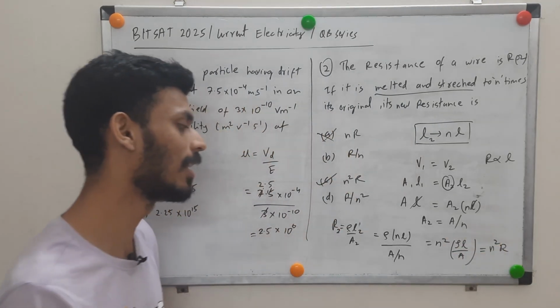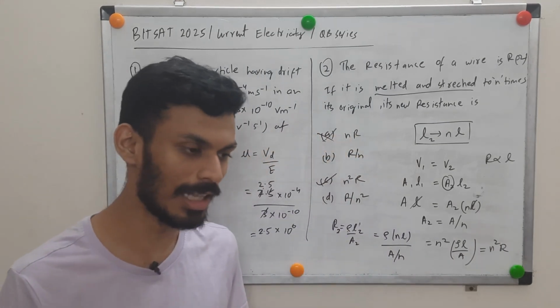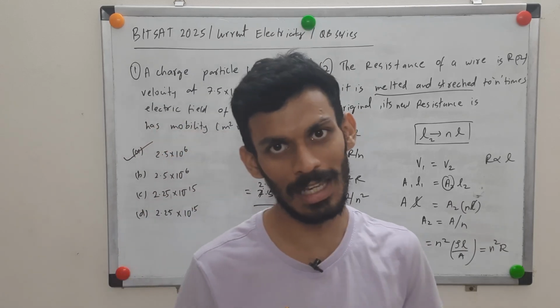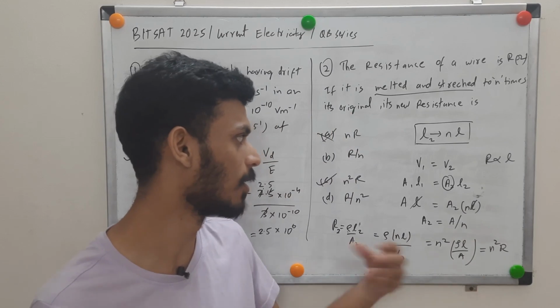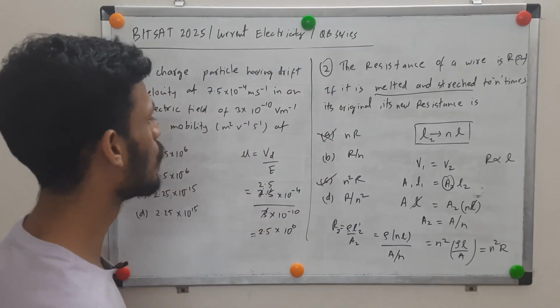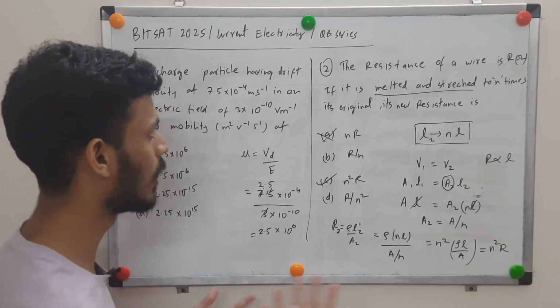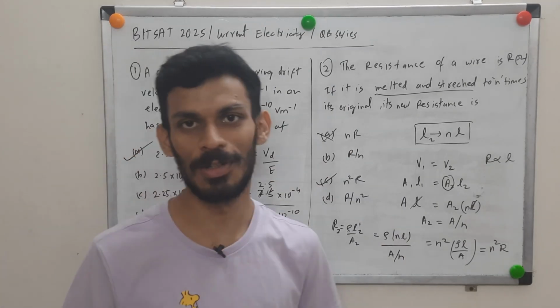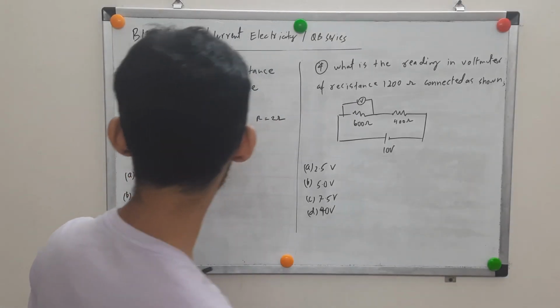Okay, so don't think linear. When you stretch the wire, you will increase the length, of course, but you'll also decrease the area by a factor of n, and you increase the length by n times. So that leads to a value of n square times R. So that's about these two questions. Over to the next one. Let's discuss question 3 and 4 over here.